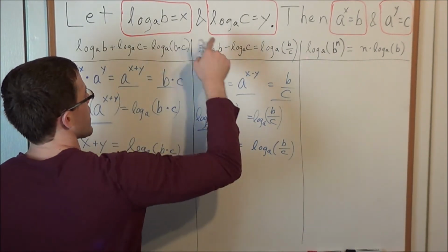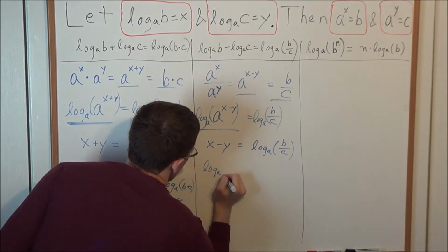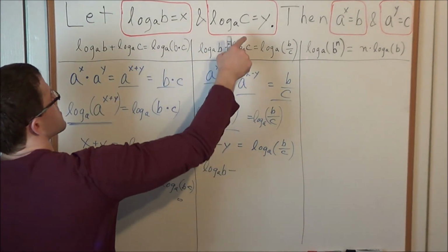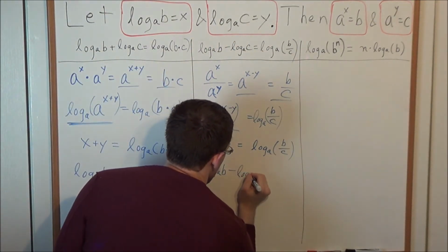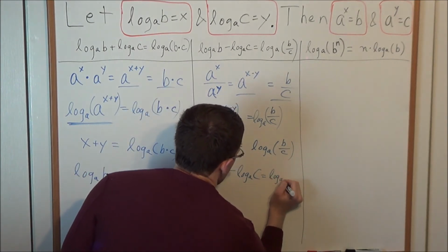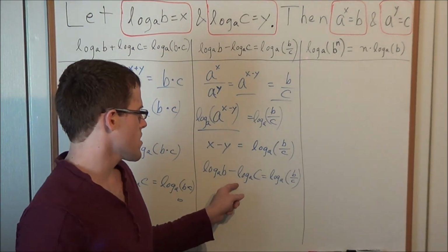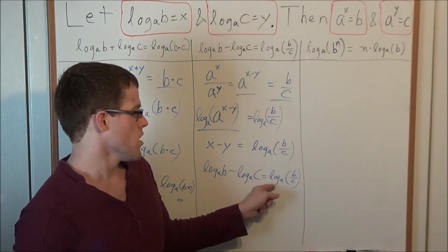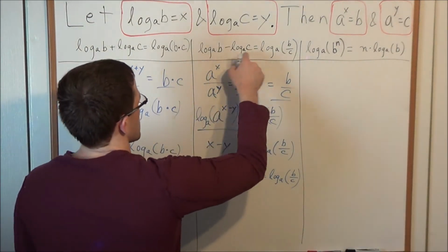But keep in mind, x was defined to be log base a of b, and y was defined to be log base a of c. So now we have log base a of b minus log base a of c is equal to log base a of b divided by c, which proves this second log property.